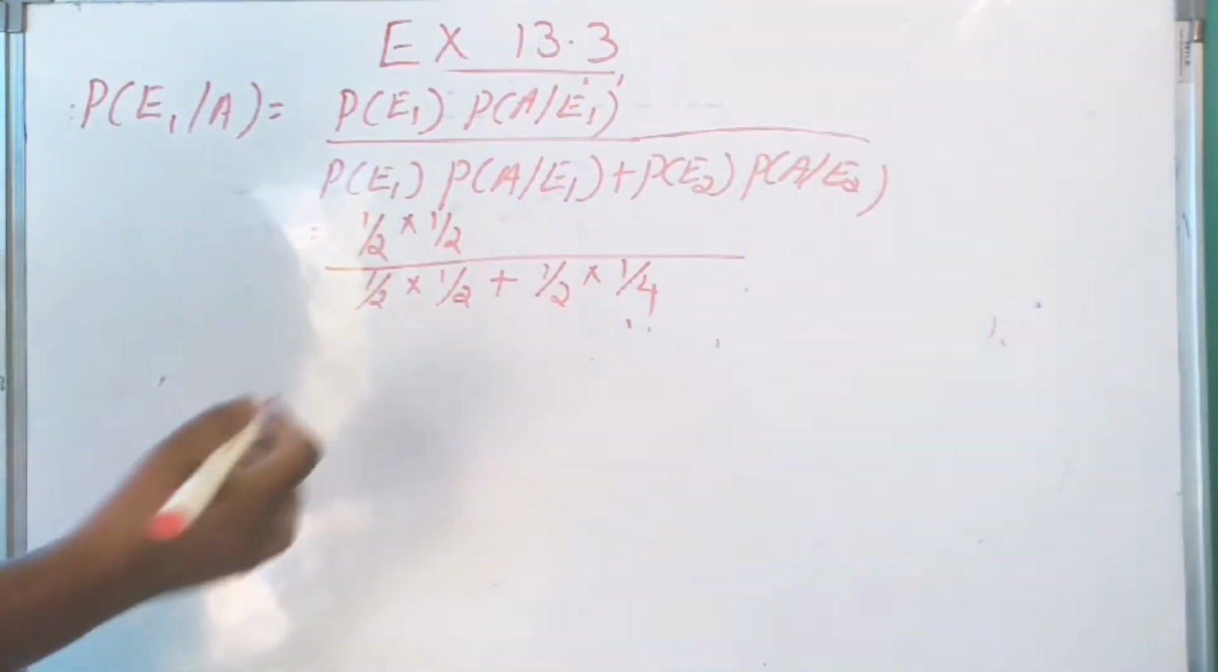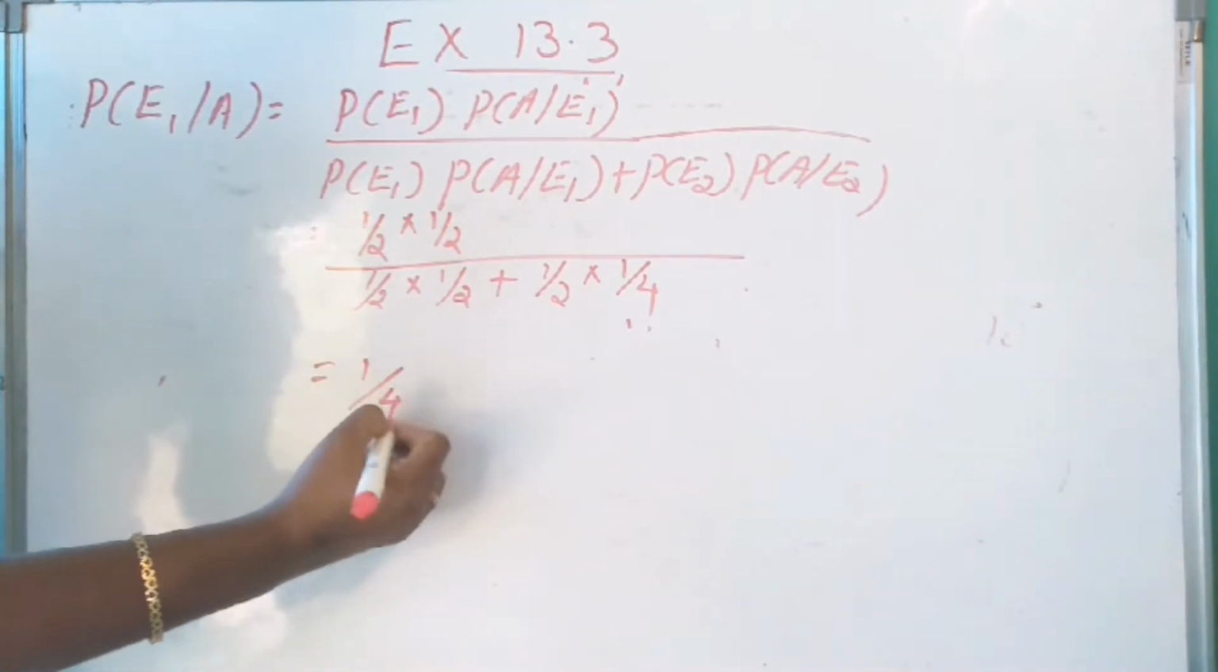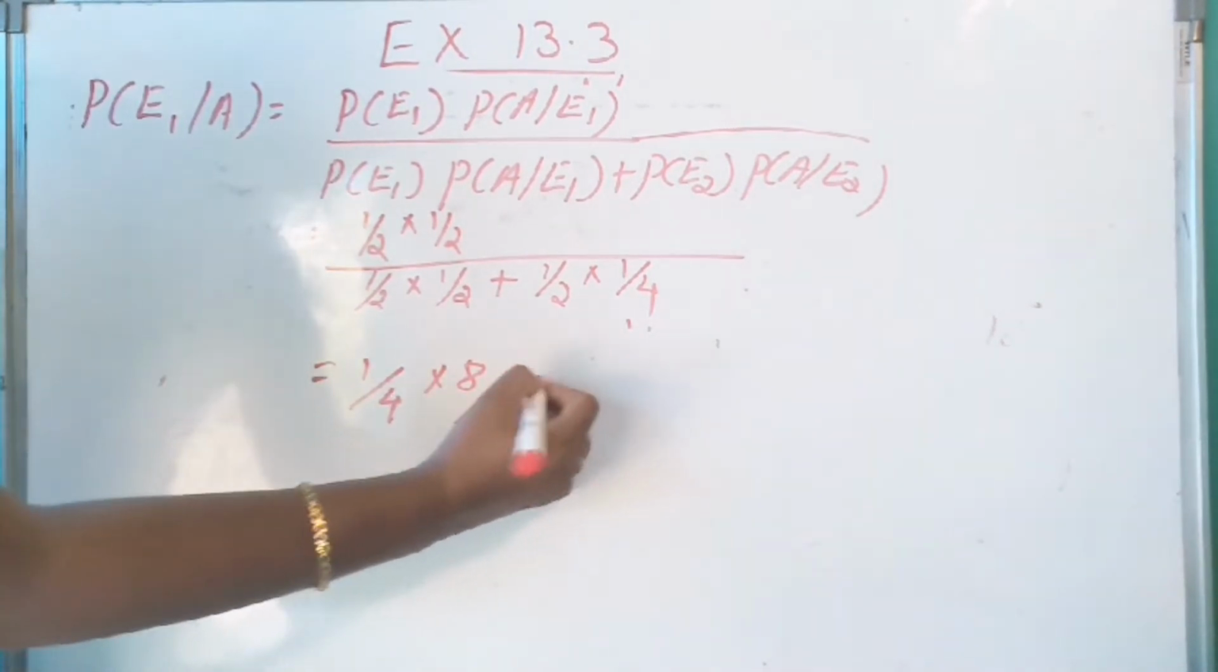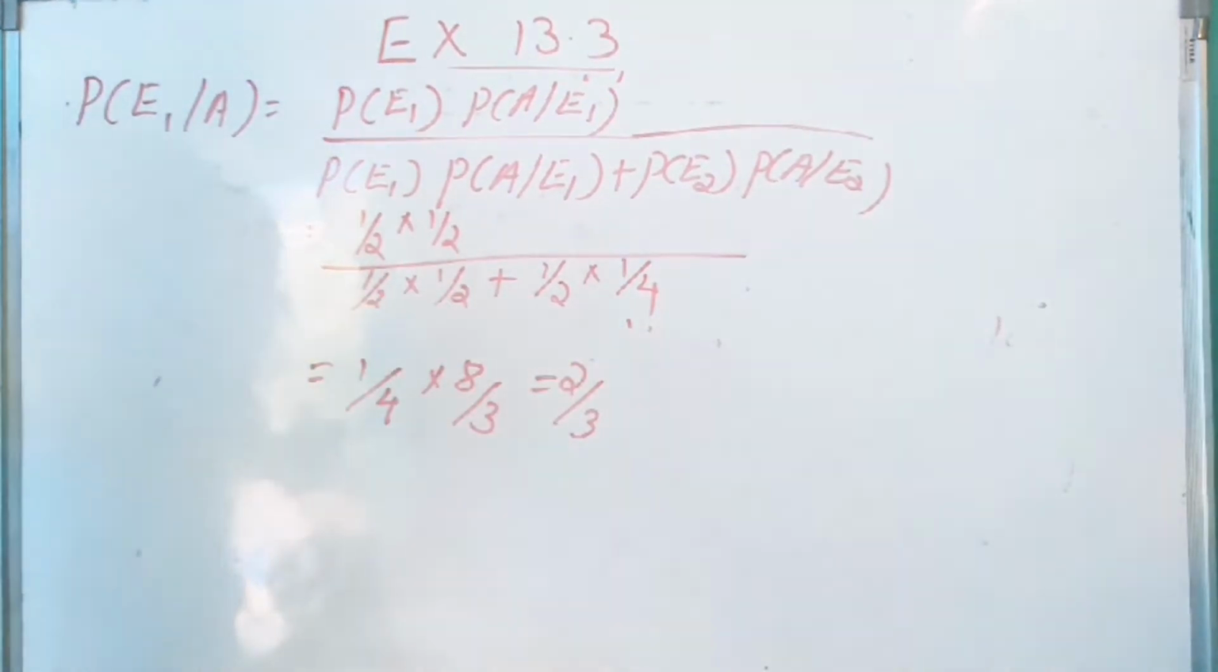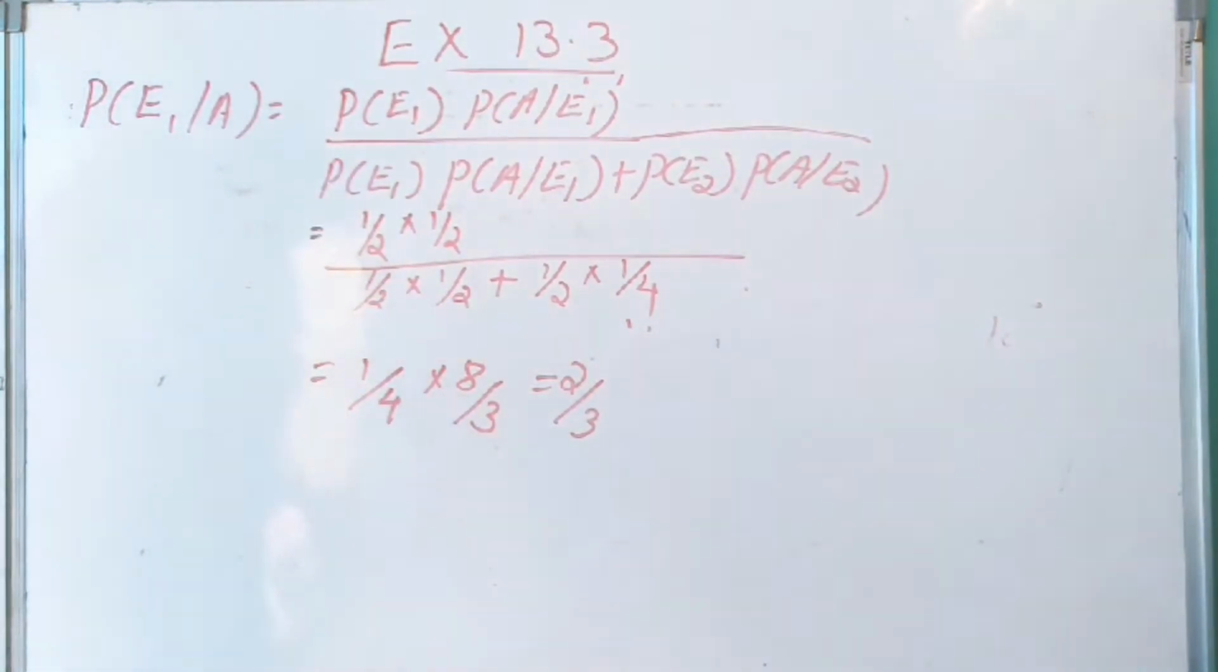After simplification, you will get it as 1 by 4 into 8 by 3, that is equal to 2 by 3. So, the probability of getting a red ball from the first bag, that is 2 by 3.